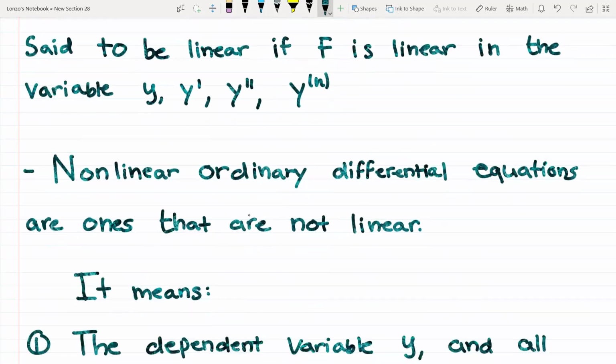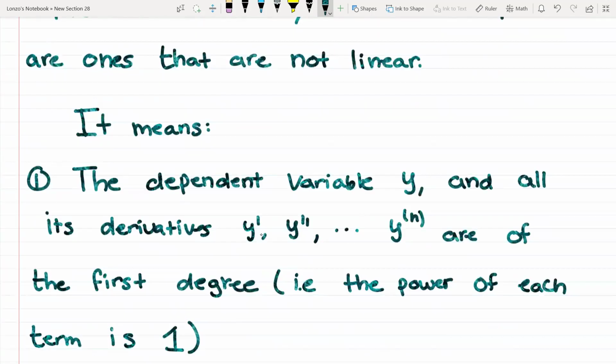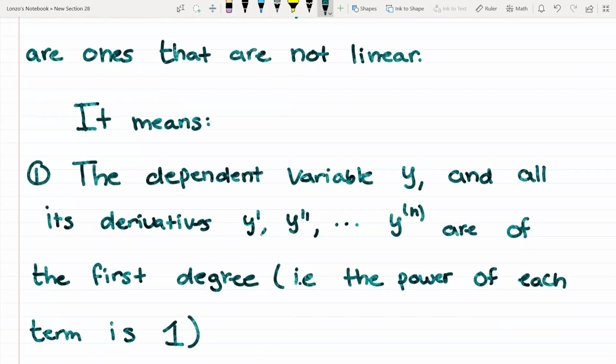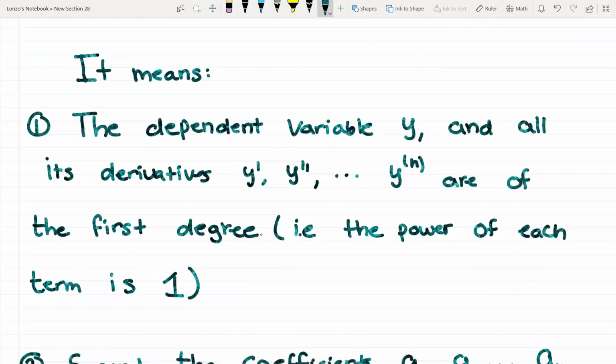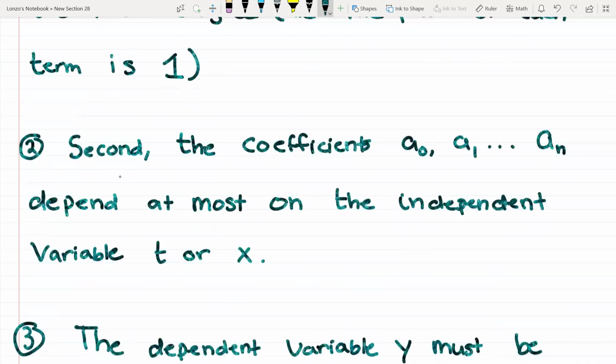But right, so how do you know if you have a nonlinear ordinary differential equation? The dependent variable y and all the derivatives are in the first degree. It's not the power of the derivative, it's the power itself. If it's not 1, then it's not linear. And then this is also another important thing. The coefficient at most depends on the independent variable t or x.